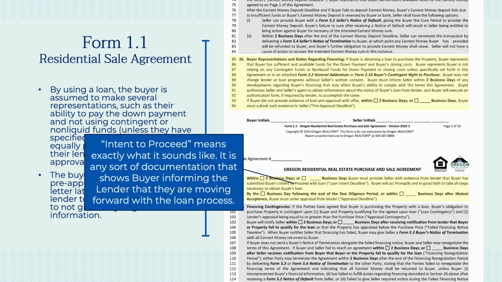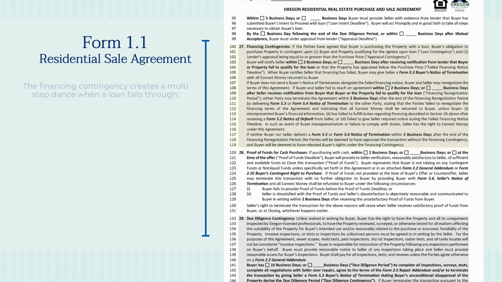There's a financing contingency section that creates a multi-step dance for what happens when a loan fails. This is all assuming that a buyer is using a loan. If the buyer is not using a loan, this section doesn't apply. But if there is a loan involved, this is what happens when the loan fails, when there's a death of a transaction through the loan failure.